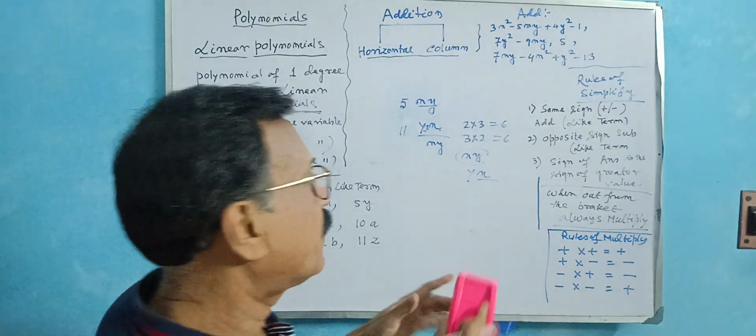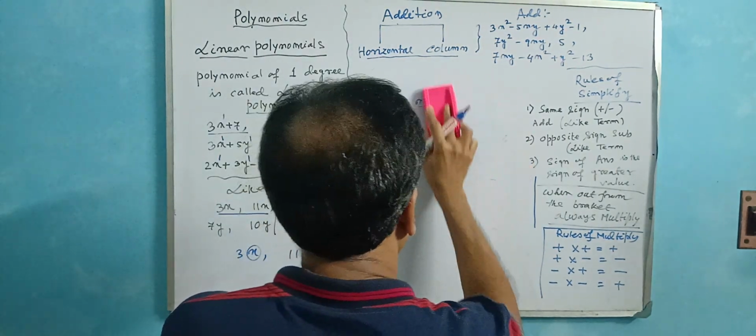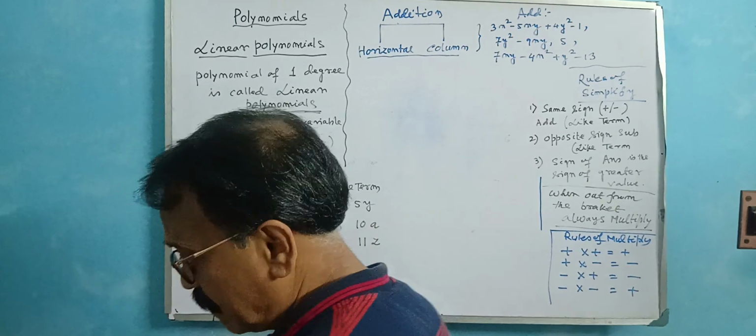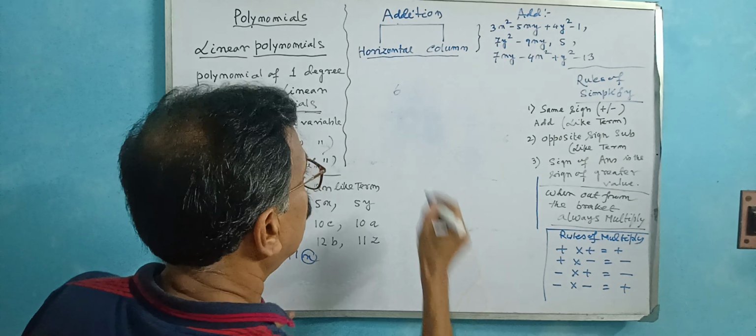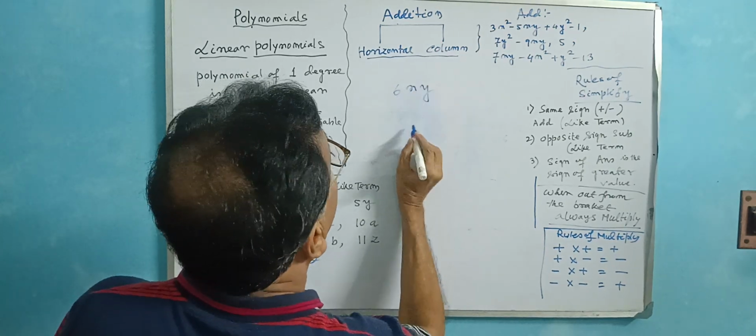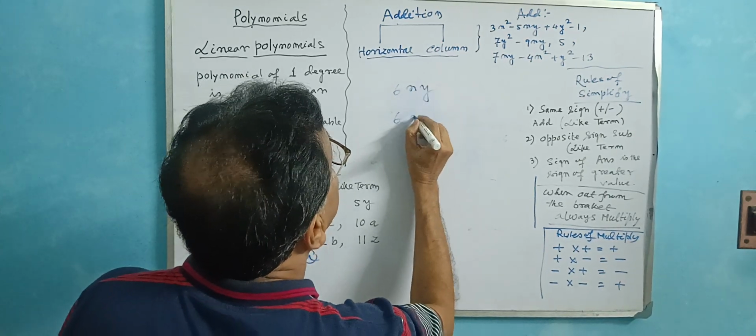But the confusion arises if, suppose here, this is 6xy and here is 6x square y.